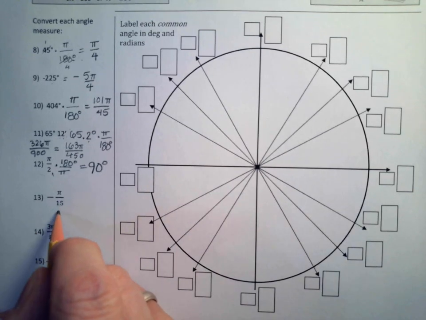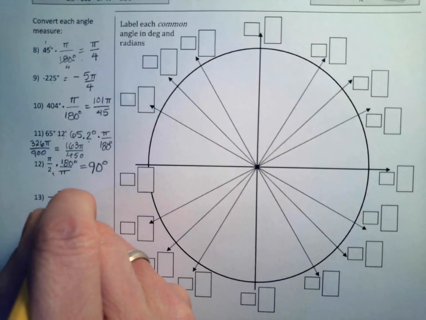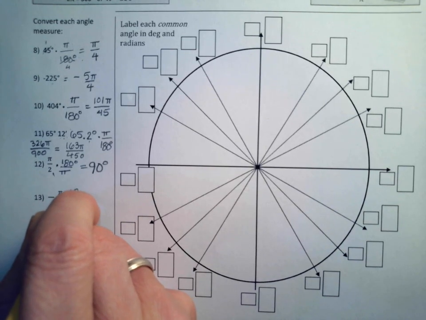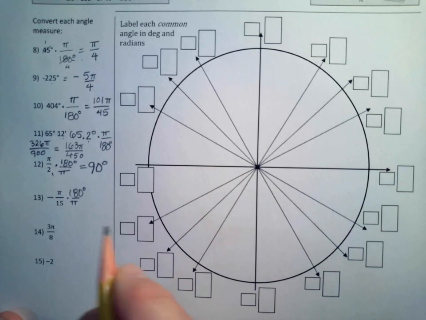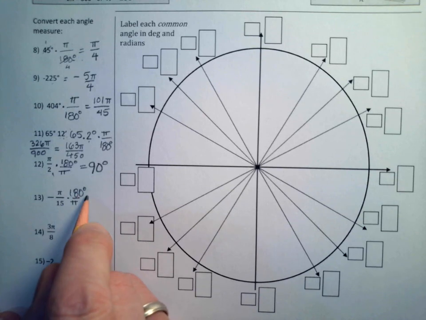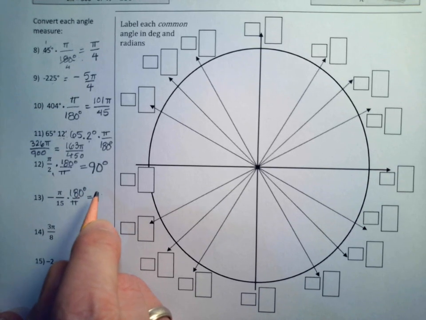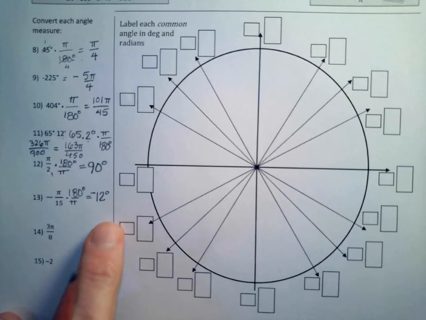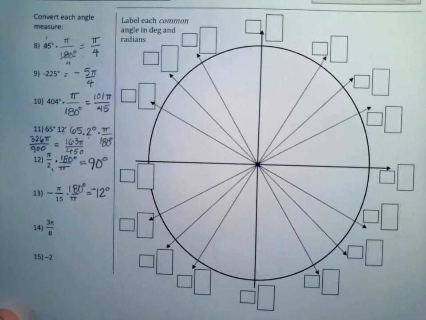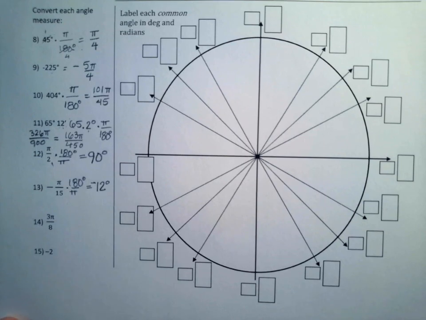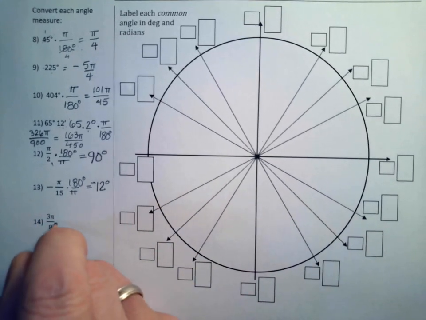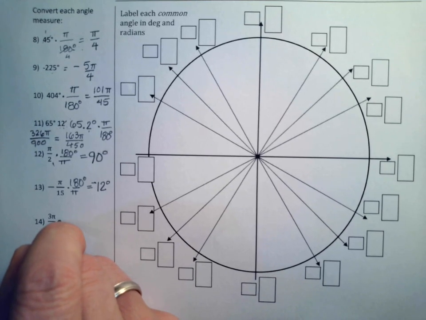All right, negative pi over 15. Again, we're going to multiply by pi on the bottom, 180 degrees upstairs. Those reduce, and this gives me negative 12 degrees. Again, don't forget your degree symbol, because without that degree symbol, that negative 12 would mean negative 12 radians, and we don't mean it to mean that. Okay.